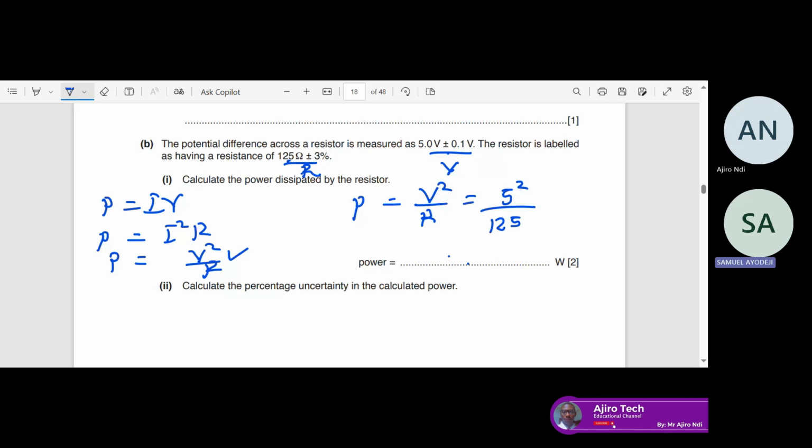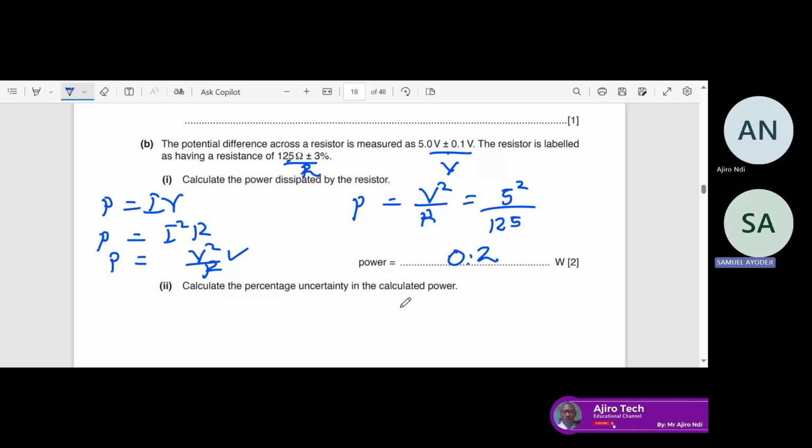1 over 5. Give me the decimal, just give me the actual value. 0.2. Okay, 0.2. Fine, if it's 0.2, fine.